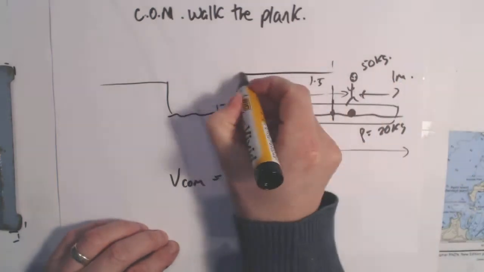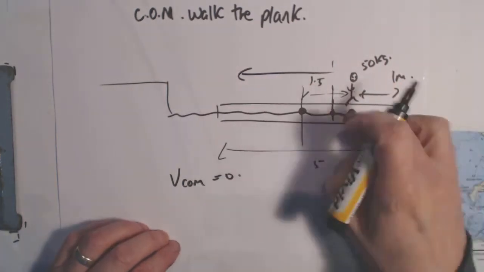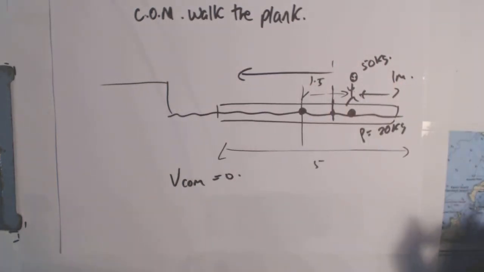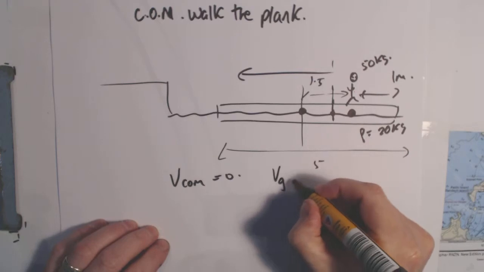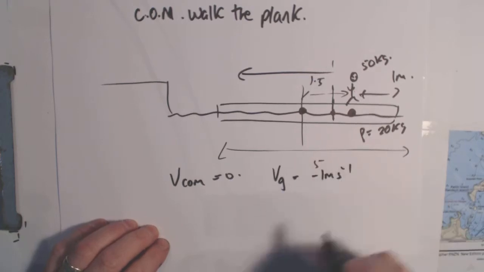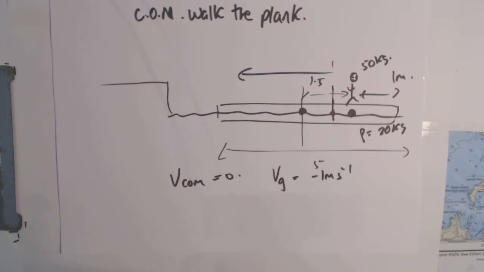So if that girl starts to walk towards that end there, that velocity of center of mass must stay the same, which actually means that that center of mass must stay in the same place because we said it wasn't moving. Now if that girl's moving to the left, velocity of girl is minus 1 meter per second because she's moving to the left, then how fast must the plank be moving to the right?